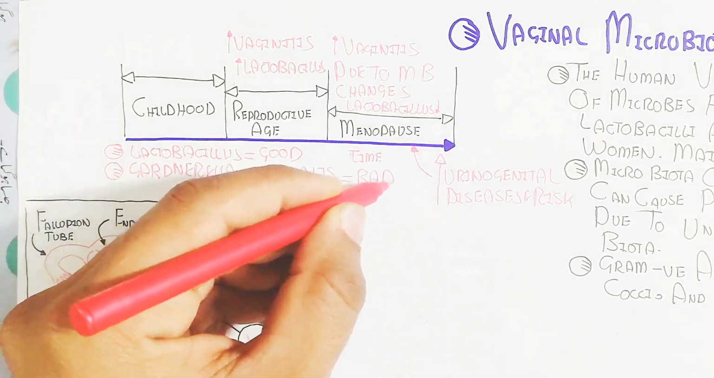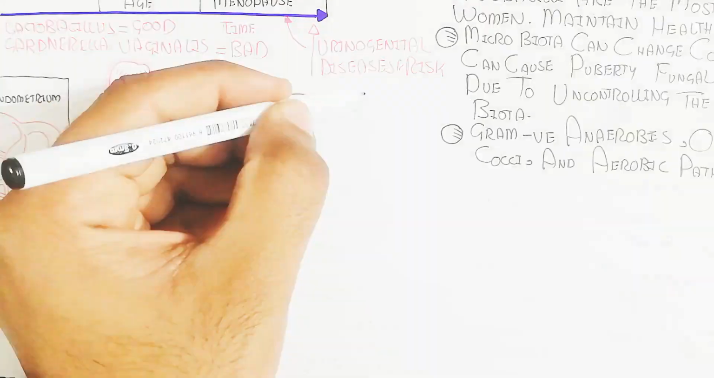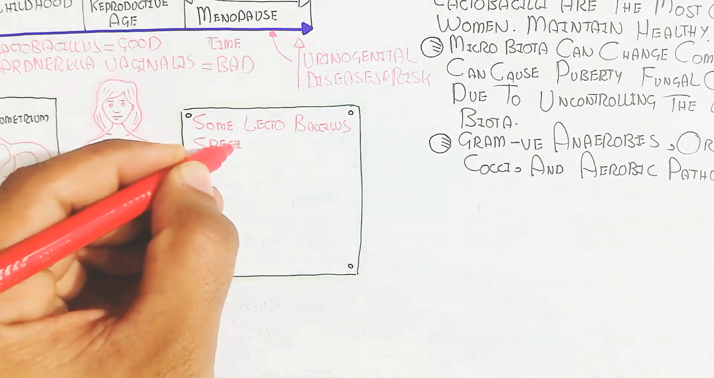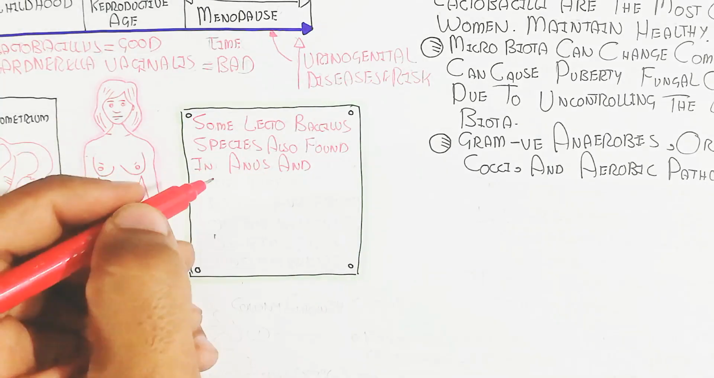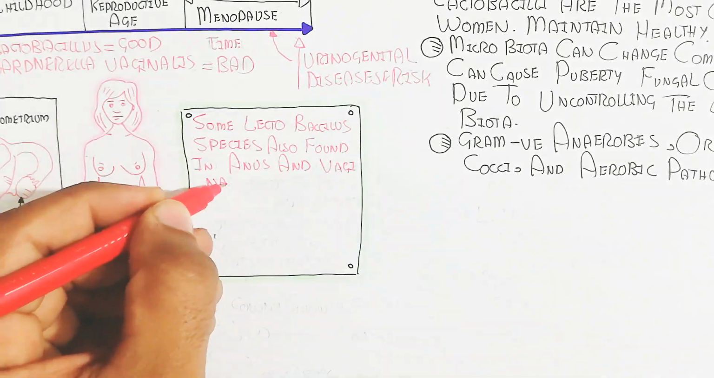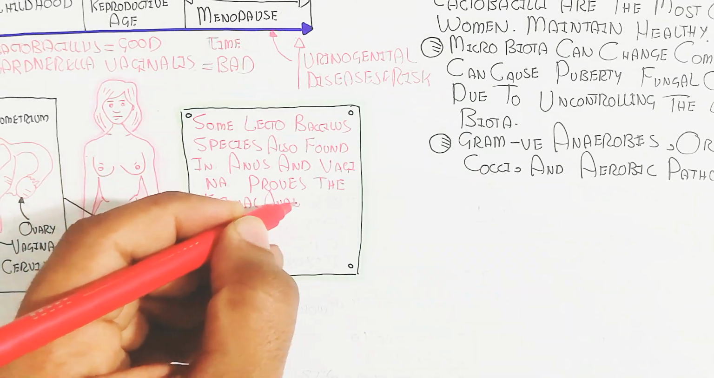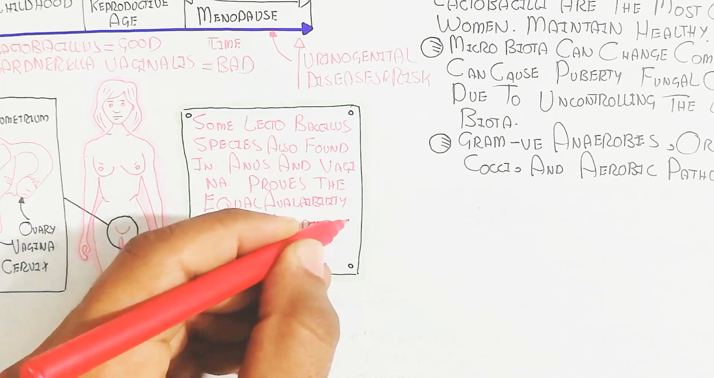Lactobacillus is good, but Gardnerella vaginalis is a bad bacteria. Some lactobacillus species are also found in the anus and vagina, proving the equal availability of nutrients, oxygen, etc. An antimicrobial habitat.